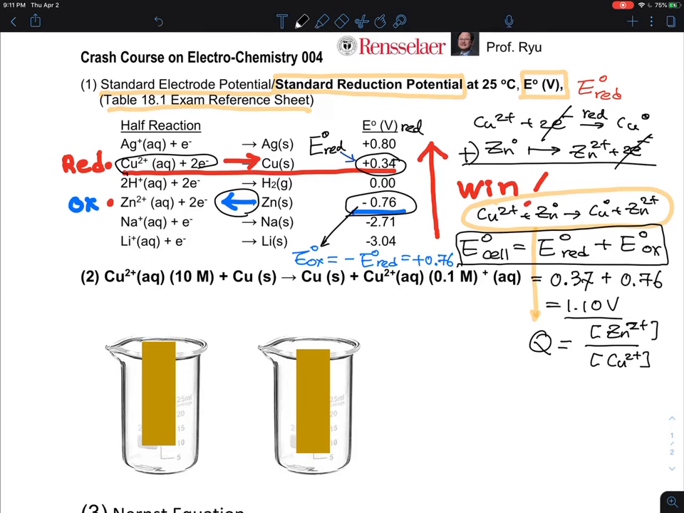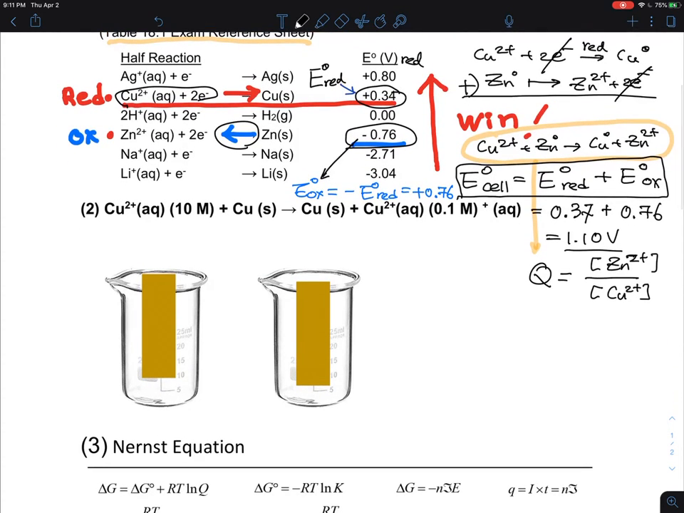This time I'm going to tackle a little bit more challenging problem, which is probably conceptually much more difficult. So think about it this way. I have a solution with copper, right? And then you have copper 2 plus, but this is a concentration of 10 molar. And then in the other one, you dip the copper metal, but your copper concentration here is 0.1 molar. So this is a lower concentration, and this is a higher concentration.